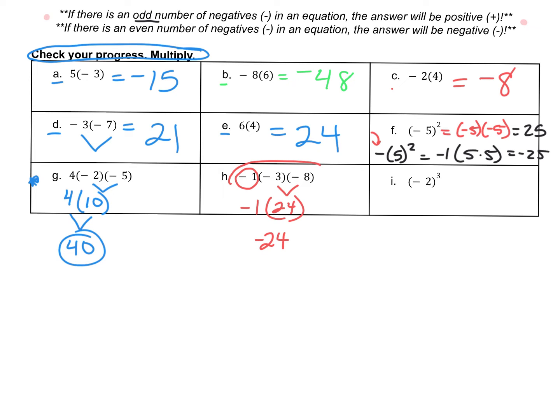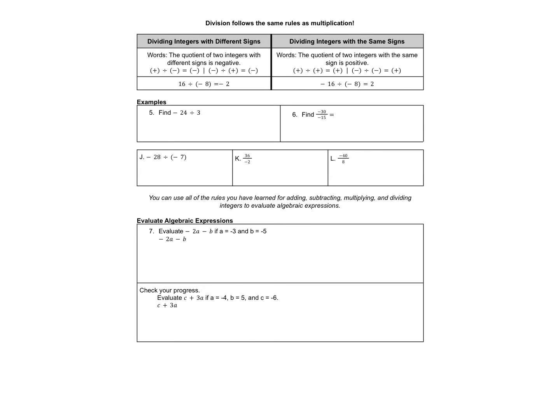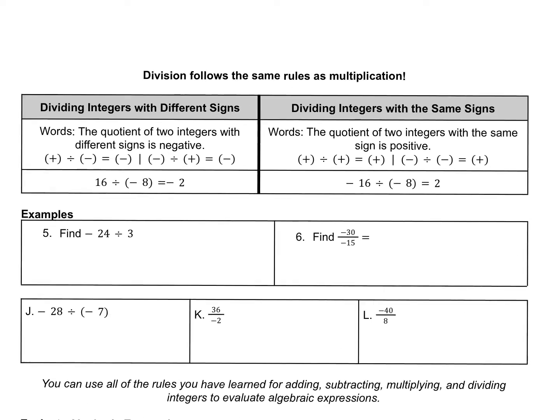Next one says negative 2 to the third power. That means negative 2 times negative 2 times negative 2, itself 3 times. So then I can go left to right. Negative and negative is positive. But when I multiply a negative again, that negative didn't have a pair. So it made the whole thing negative again. It just takes some practice.